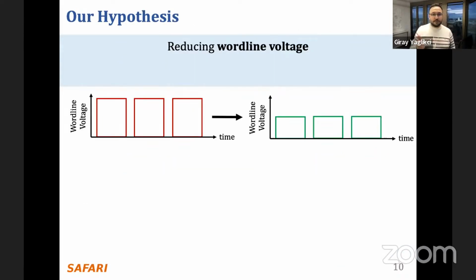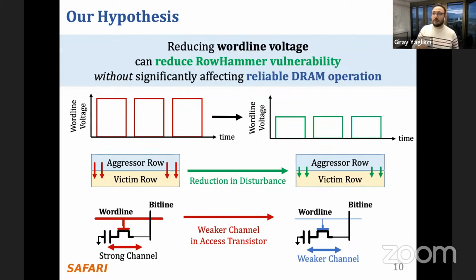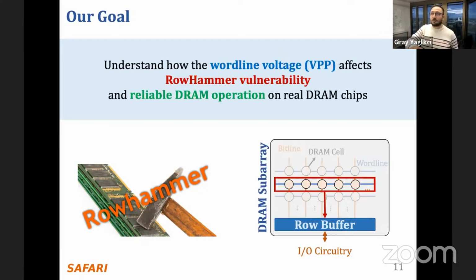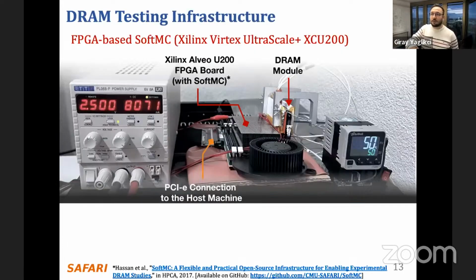In this work, our hypothesis is that reducing wordline voltage can reduce RowHammer vulnerability without significantly affecting reliable DRAM operation. And we will just test this hypothesis throughout all our experiments. Our goal is to understand how the wordline voltage affects RowHammer vulnerability and reliable DRAM operation on real DRAM chips. So let's move to experimental methodology.